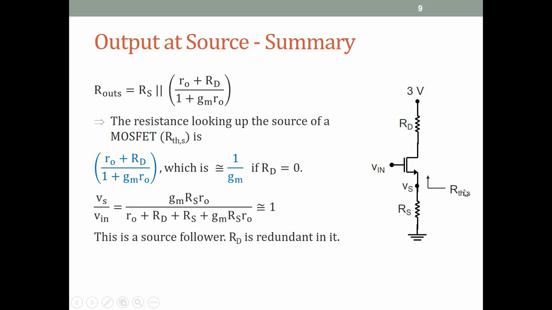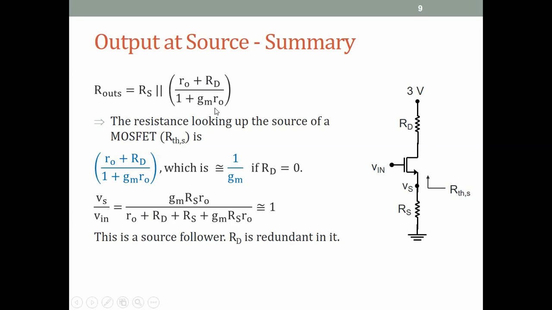So the resistance looking into the source can be written as the resistance looking down from the source, which is RS, in parallel with the resistance looking up from the source, which is this. So what we have found by this analysis is that the resistance looking up the source of a MOSFET when there is a drain resistance present is RO plus RD by 1 plus GM RO.